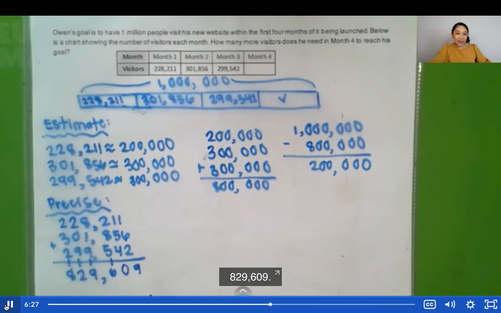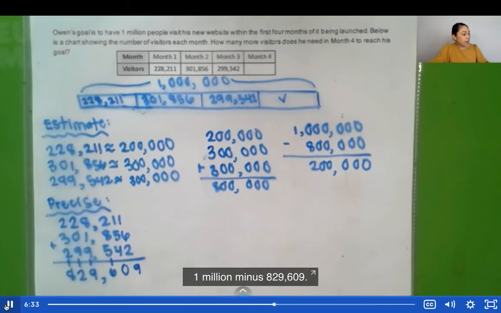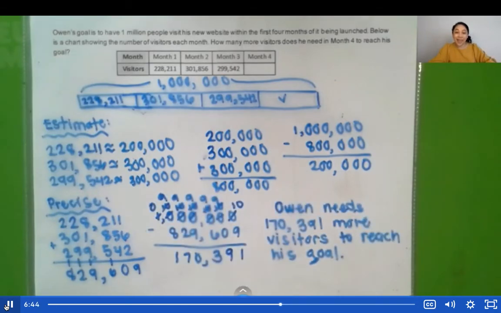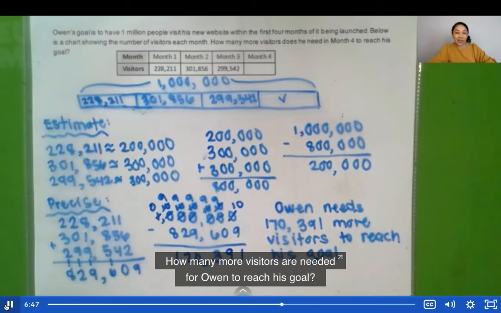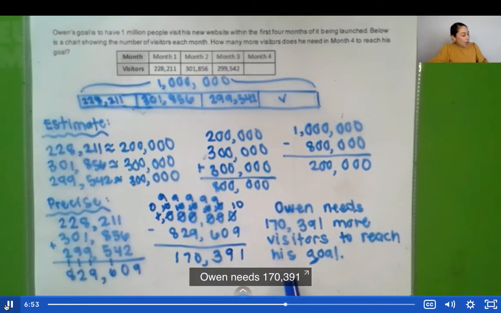829,609. We're now going to calculate the precise answer by subtracting 1 million minus 829,609. Pause here to do that subtraction problem, and we'll compare our calculation after. How many more visitors are needed for Owen to reach his goal? Owen needs 170,391 more visitors to reach his goal.